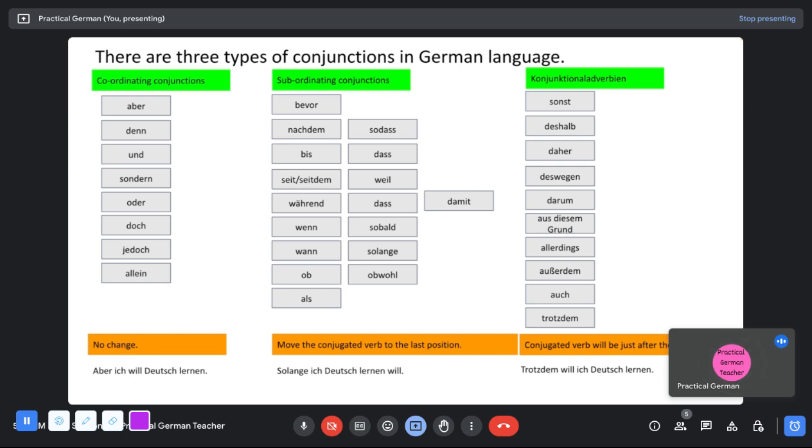Okay, continue please. Außerdem means, come on, außerdem. Also, in addition to that, or moreover. Yes, moreover. Auch is not a conjunction, but sometimes, okay, ignore auch here. Continue. Trotzdem means in spite of, right?